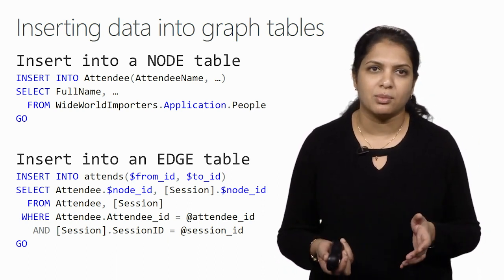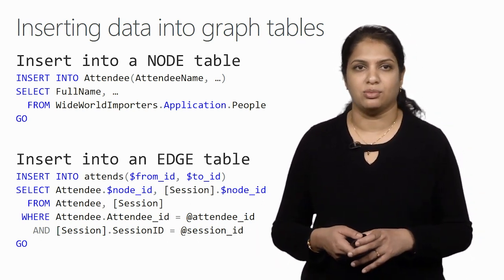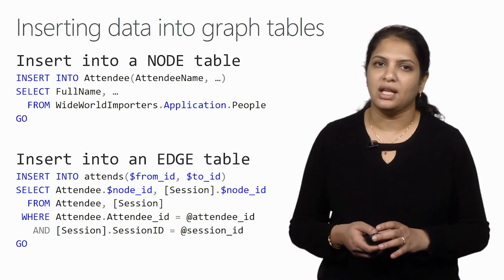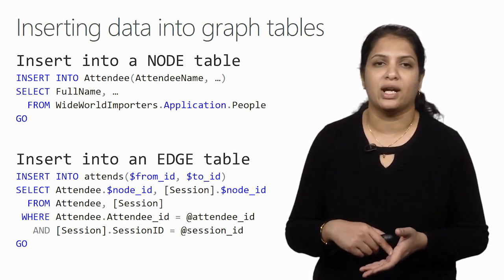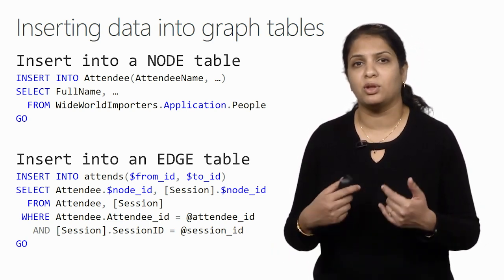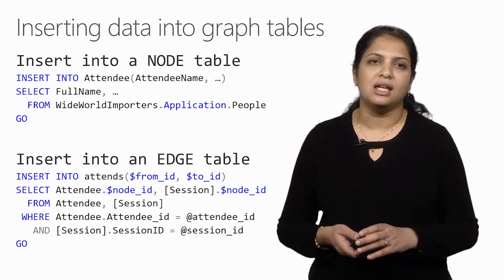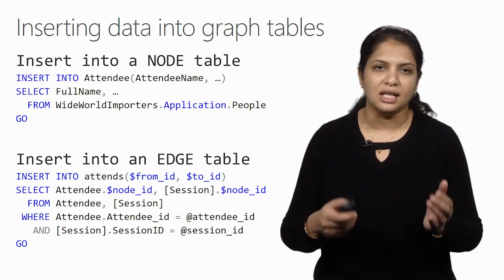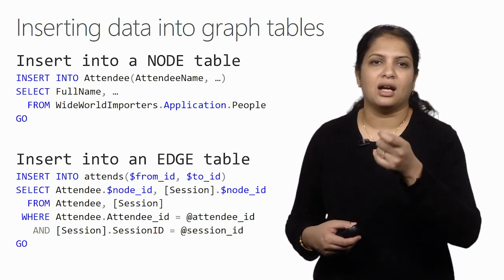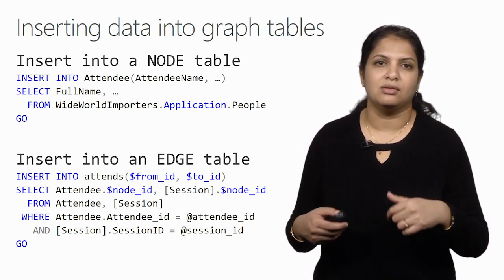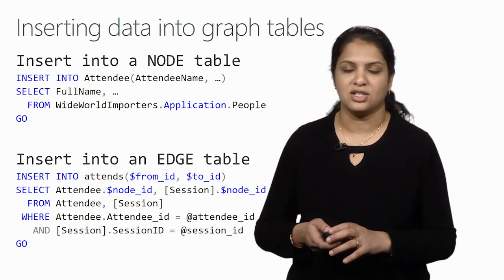And then you either select from an existing table, or you insert the values directly into these attributes. Inserting into an edge, you have to provide the $from ID and $to ID values, which are nothing but the node IDs of the nodes that you are connecting to each other using this edge, right? For example, here on screen, you can see that we are connecting attendee to session node using the attends edge. We pick the attendee ID and session ID, retrieve the node IDs for these attendees and sessions, and then insert those in the attends edge.